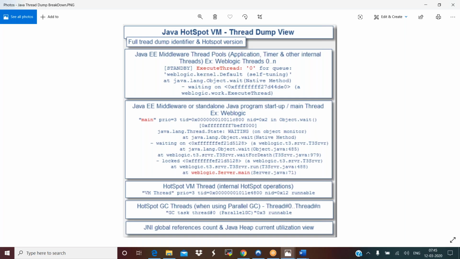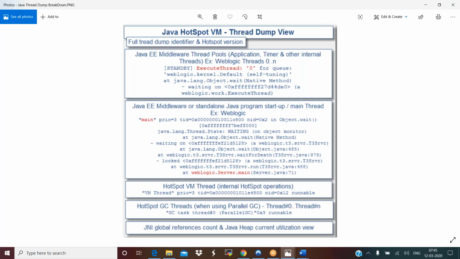So in the full thread dump identifier, it will give you the HotSpot name, 64-bit, and the HotSpot version from Oracle Corporation, something like that you will see. And this is basically a unique keyword that you will find in your middleware. Okay, it will give you the complete full thread dump identifier name and HotSpot version.